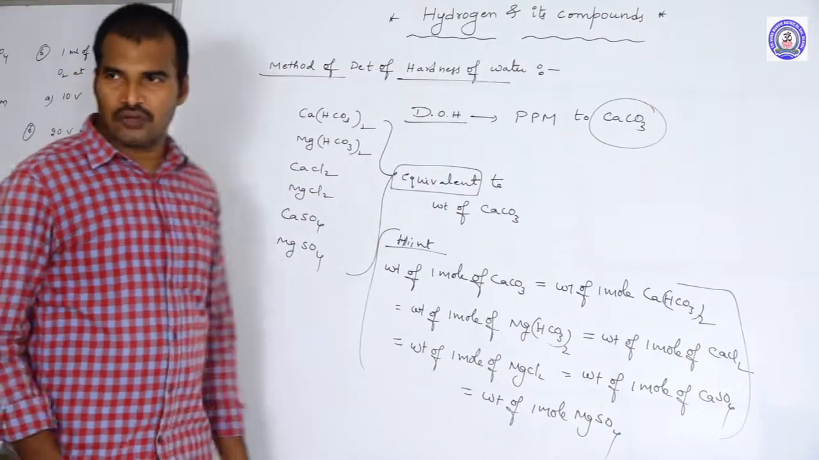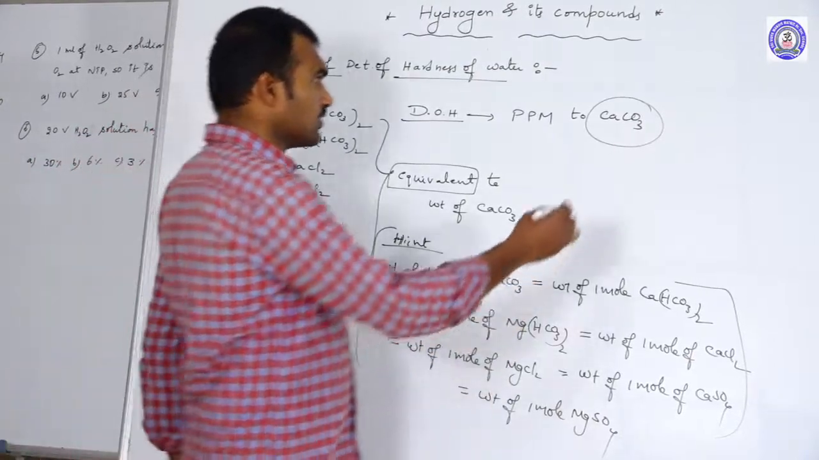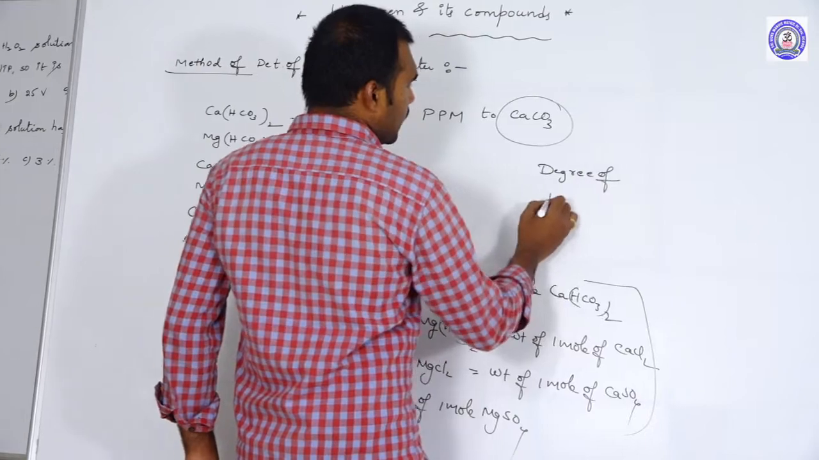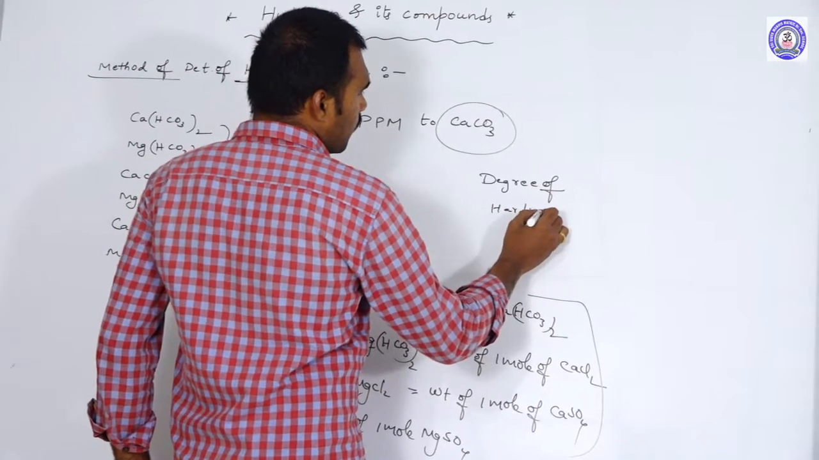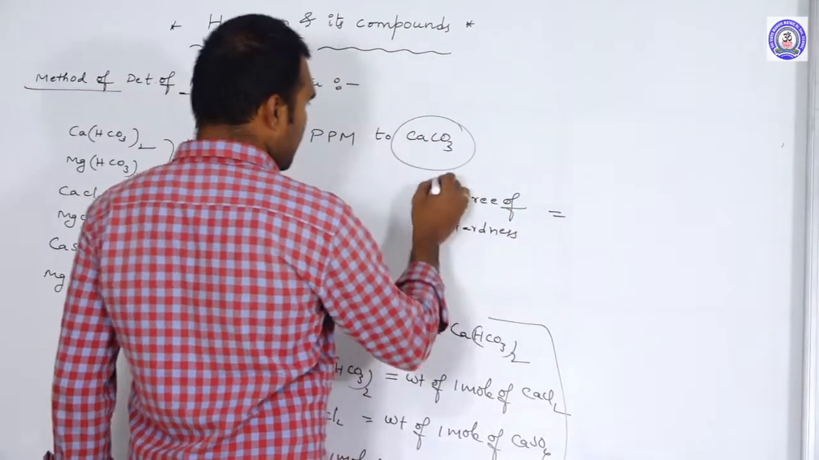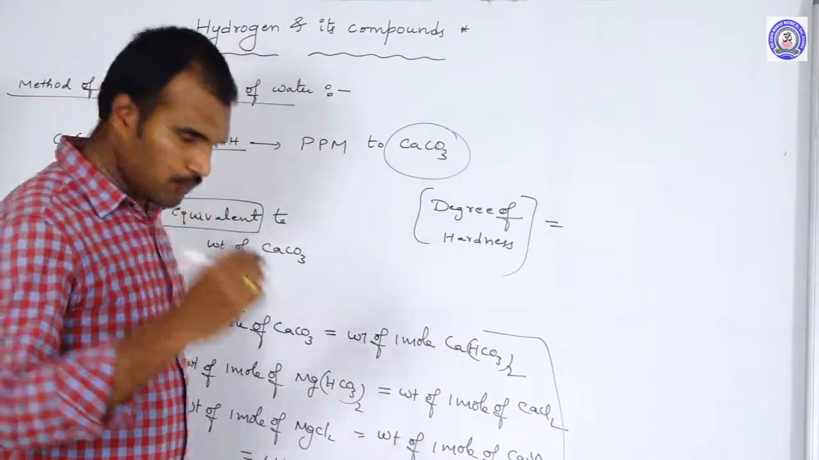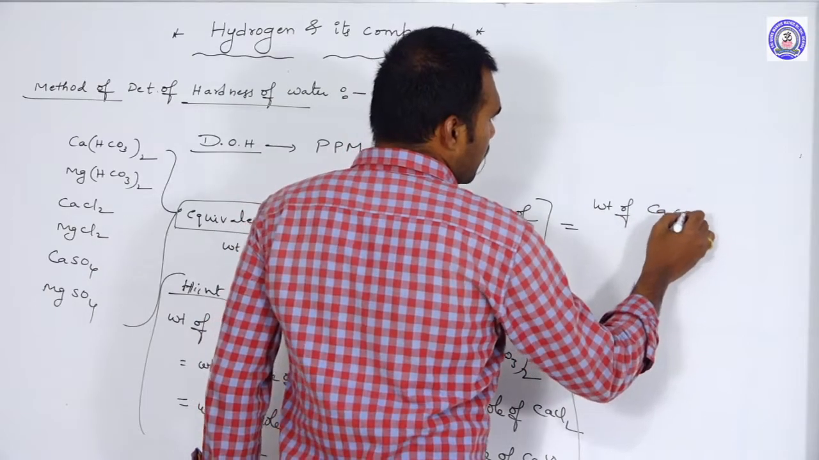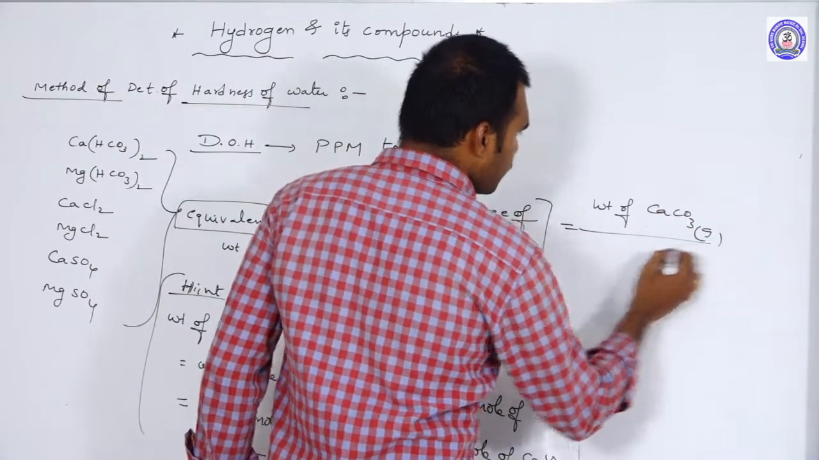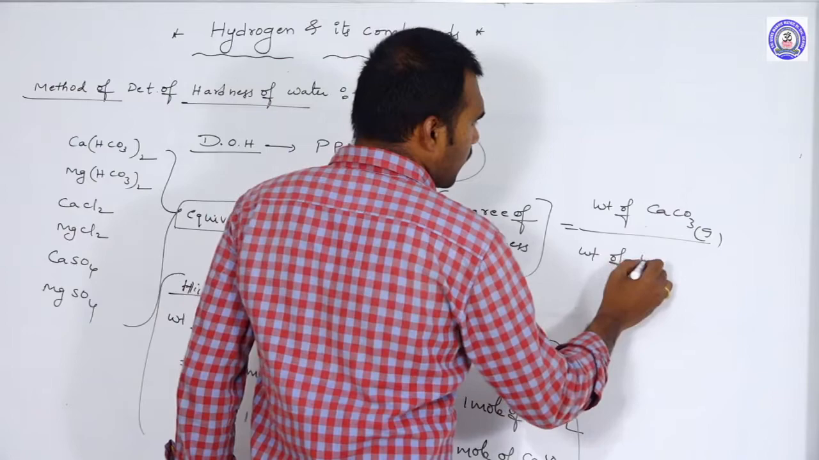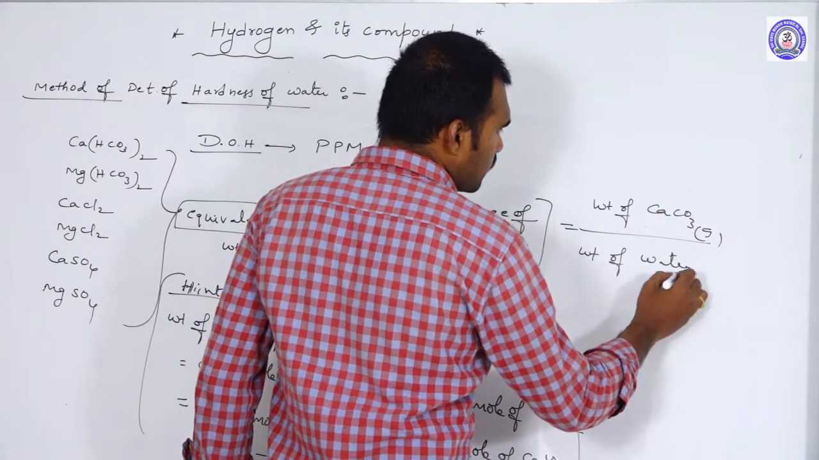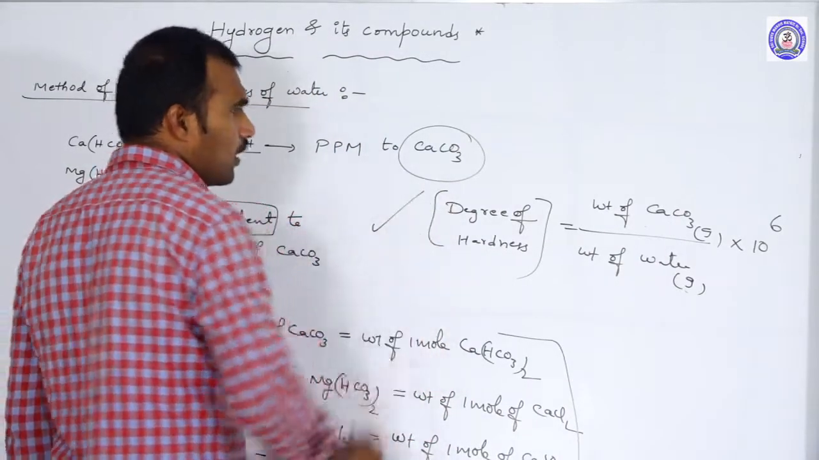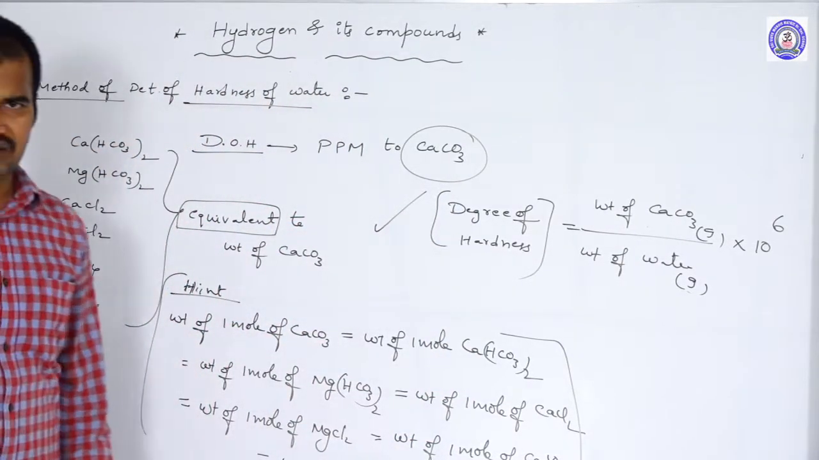Once we know the weight of CaCO3, what is the formula? A simple formula. The degree of hardness of hard water is equal to the weight of CaCO3 in grams divided by the weight of water in grams, multiplied by 10^6. So by using this formula you can calculate the degree of hardness of hard water.